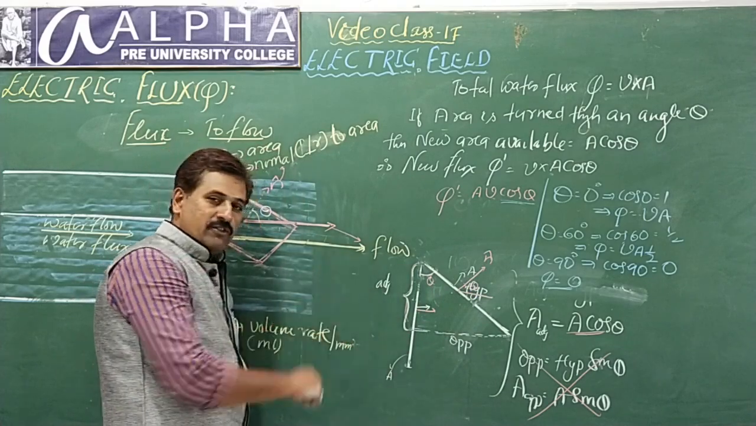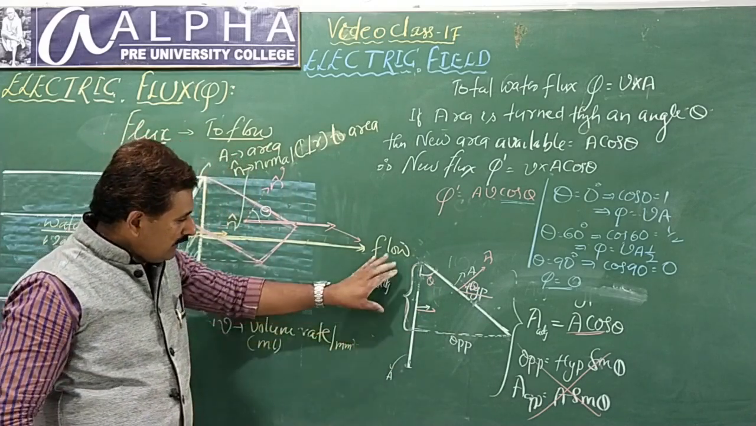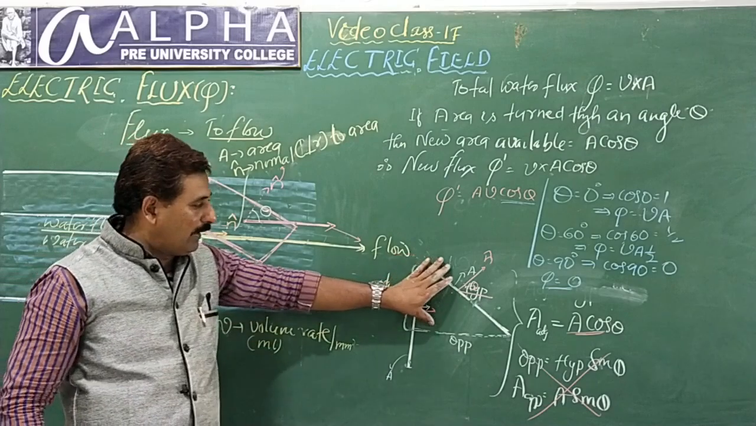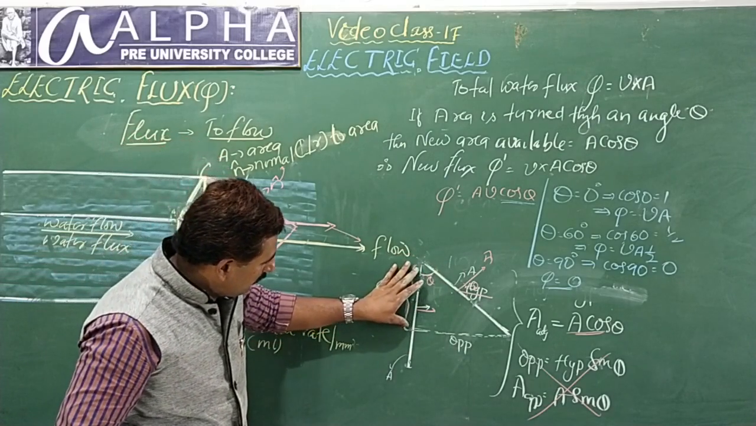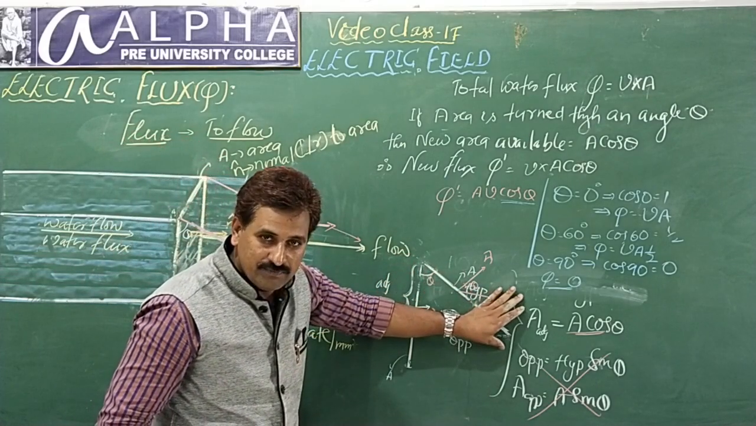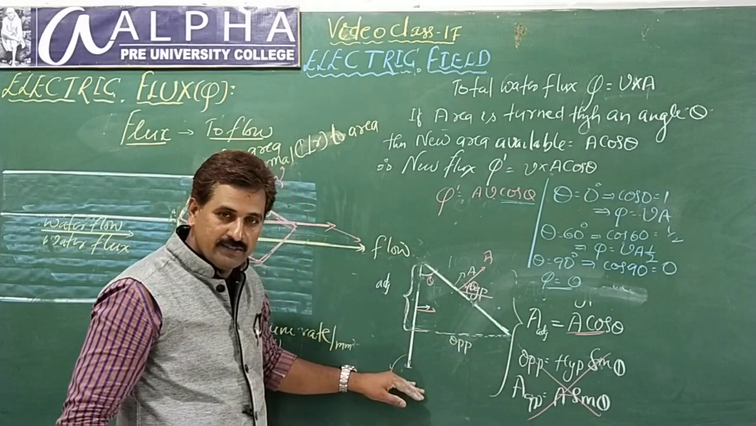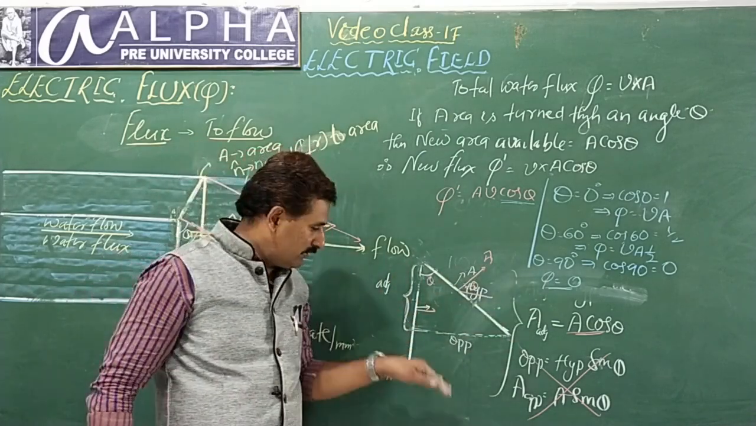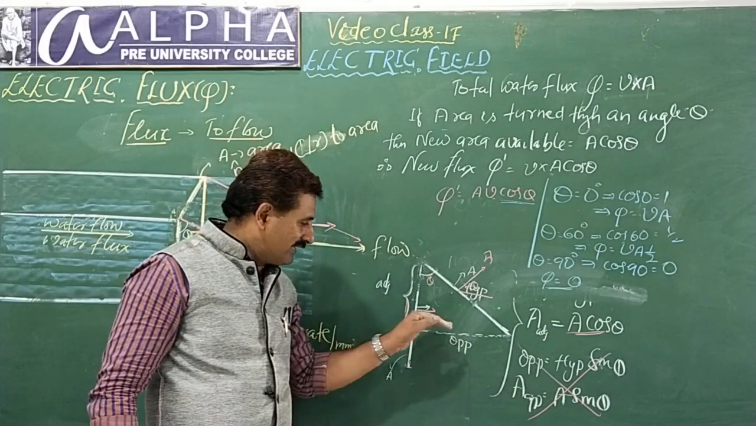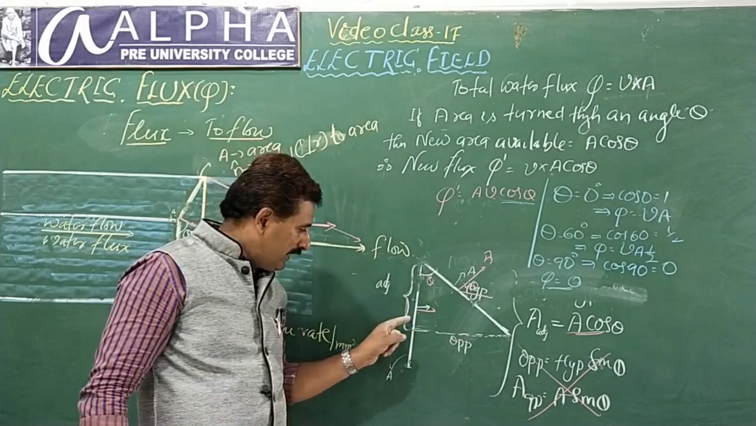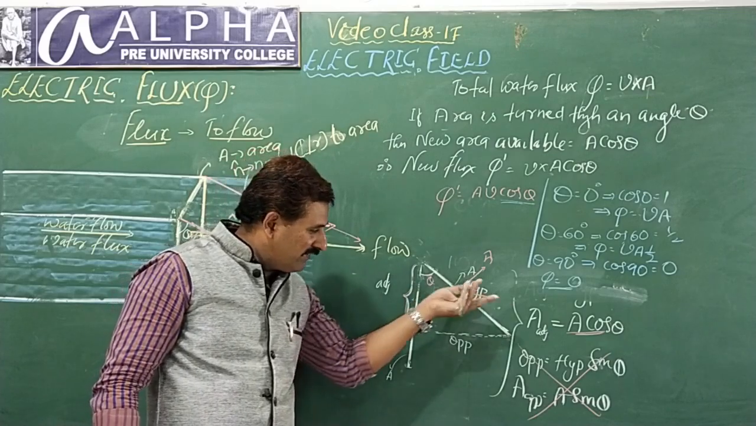I want only adjacent. Why? Because only this much area is now available. Water only flows through this area. The remaining water below this flows outside. This is flowing outside the area. Now flux is less. Per unit area cross section is the same value, but the effective area is less.